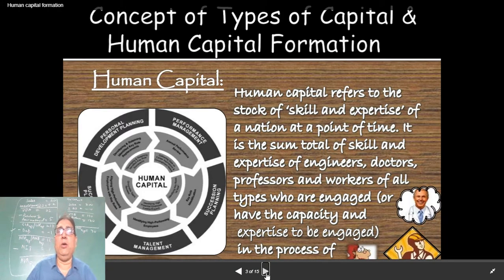So, concept and types of capital and human capital formation. Human capital refers to the stock of skill and expertise of a nation at a point of time. It is a sum total of skill and expertise of engineers, doctors, professors, workers and workers of all categories who are engaged or have the capacity and expertise to be engaged in the process of production.